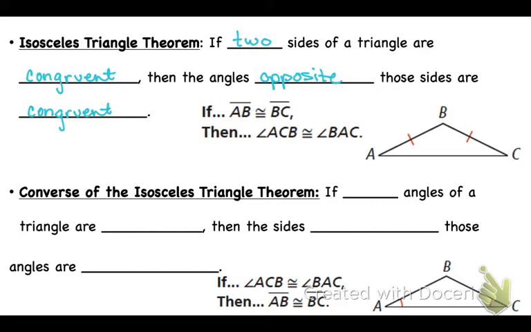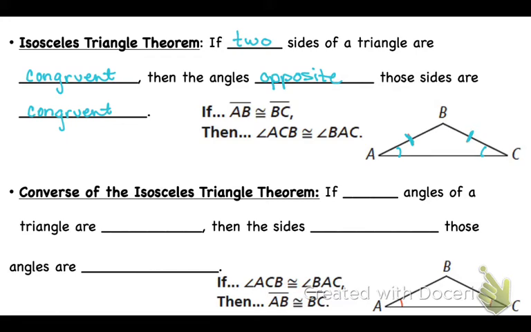Okay, so if I have an isosceles triangle, meaning if you look at your picture, AB is congruent to BC, that means that angle A is congruent to angle C. What do we know about all the angles in a triangle? They equal 180 when we add them up. Okay, so that is the isosceles triangle theorem.